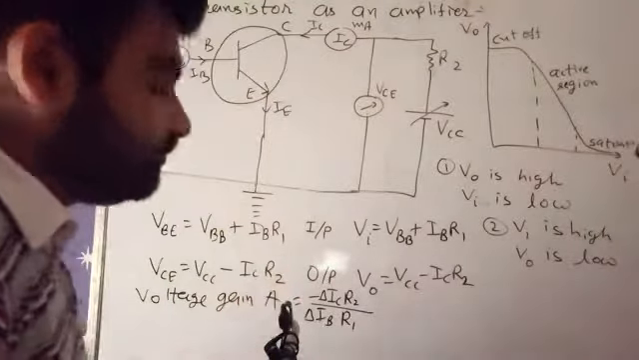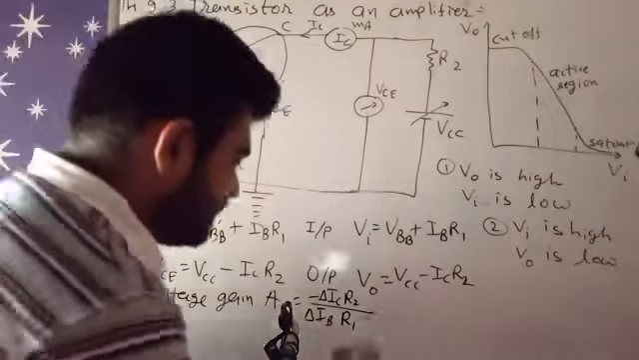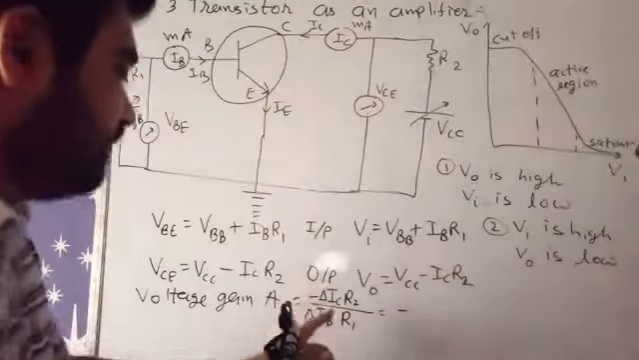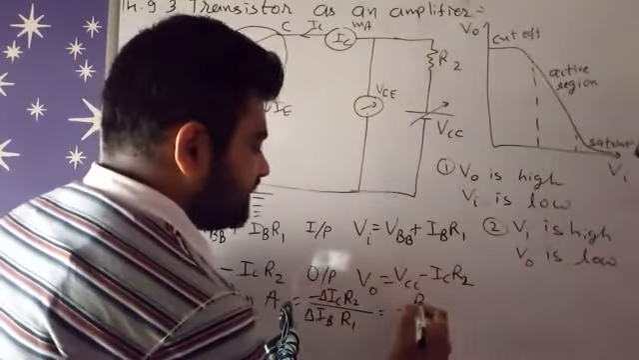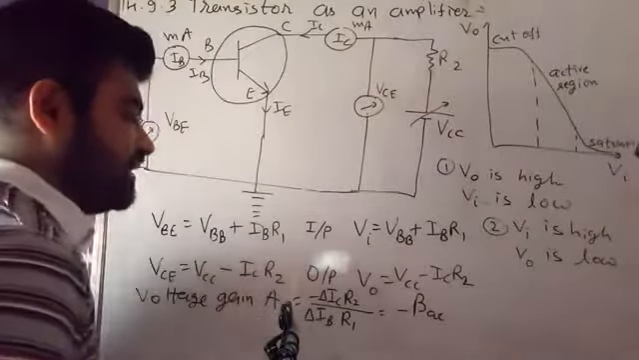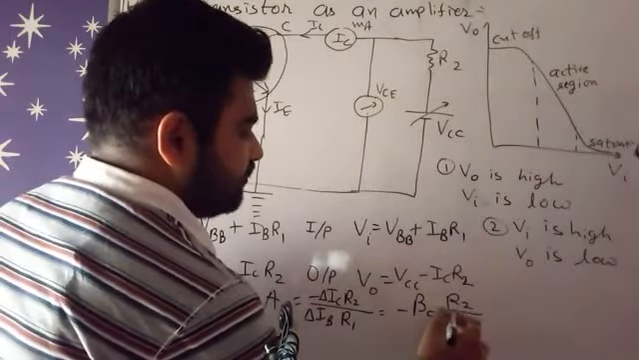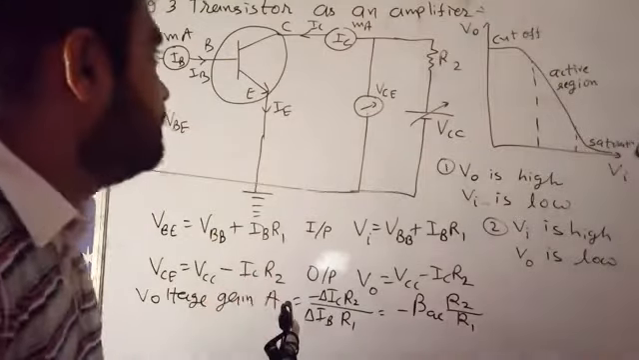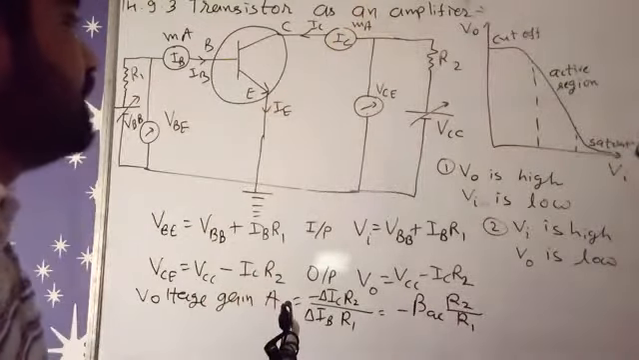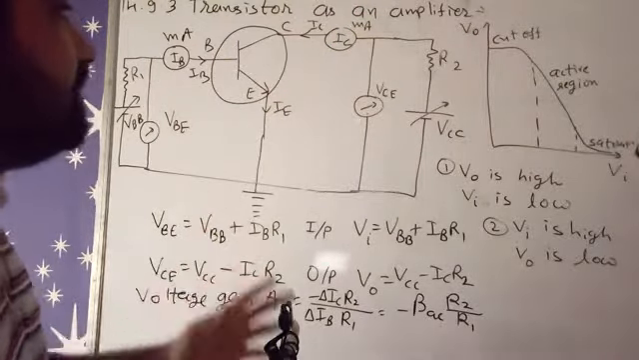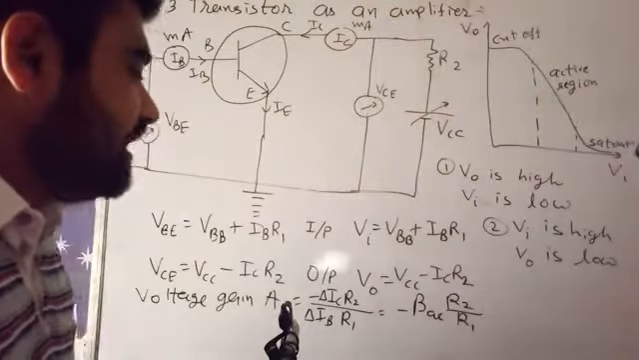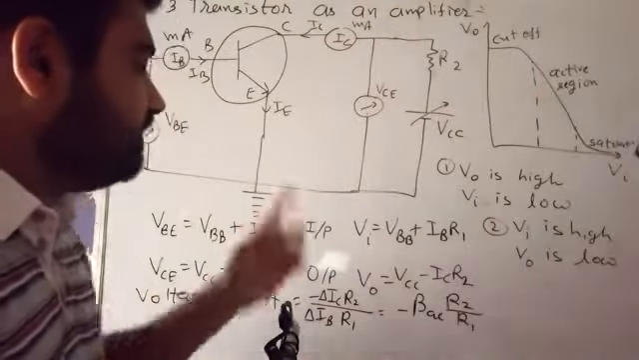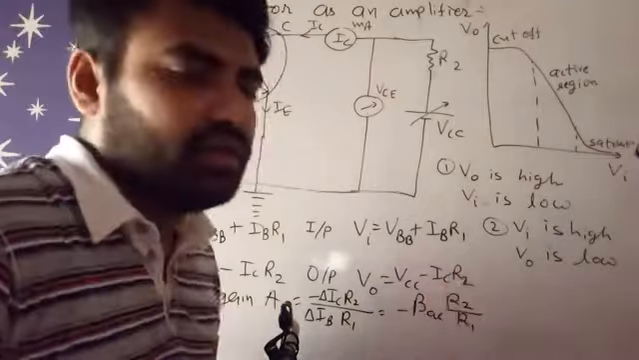So this equation is known as voltage gain, but see now minus, what is delta IC upon delta IB? It is beta AC, and similarly R2 upon R1. So always an amplifier acts in only the active region, and the voltage gain of that amplifier circuit is this equation, right?